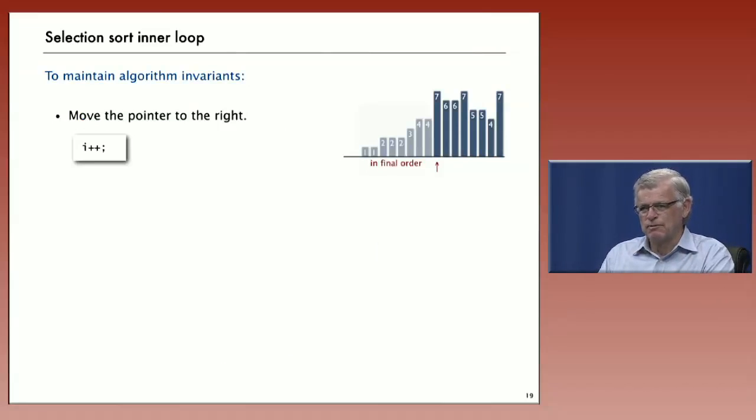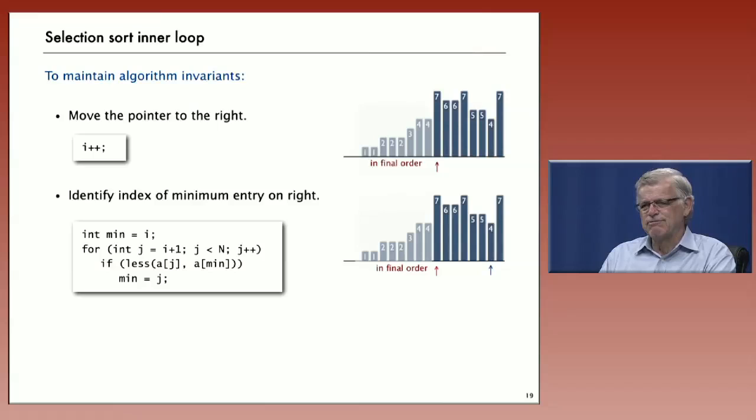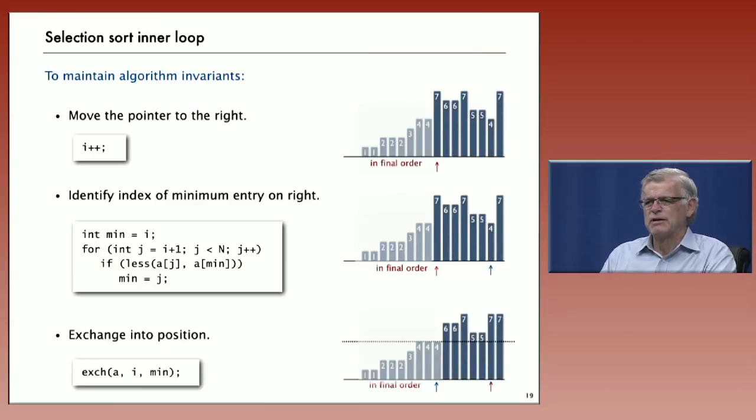So to move the pointer to the right, we increment i. So now the invariant might be violated, so we have to fix it. It might be violated because you might have an element to the right of the pointer that is smaller than the element on the pointer. So what we have to do is identify the index of that minimum entry and exchange it. Then once we've exchanged it, again, we've preserved our invariant. After that point, no element to the left of the pointer is going to change, and there's no smaller element to the right.